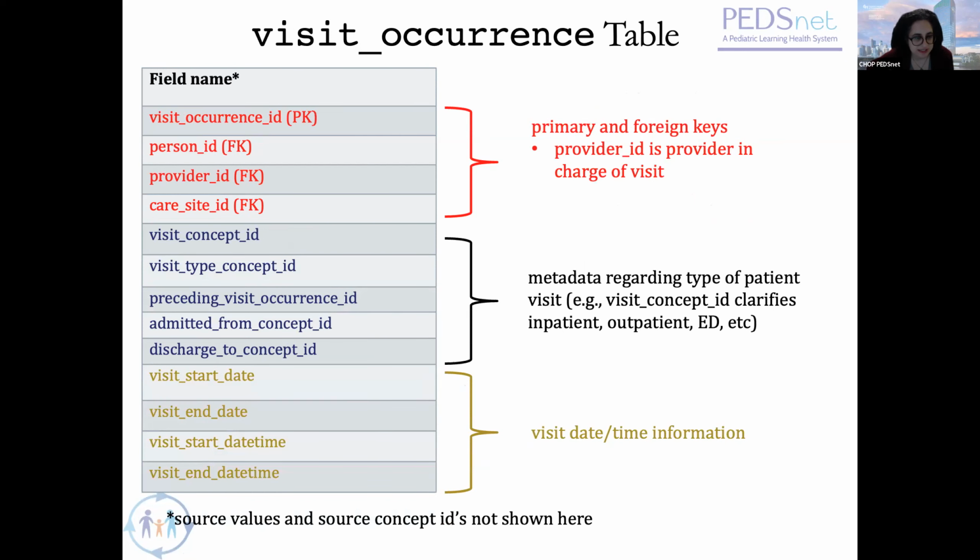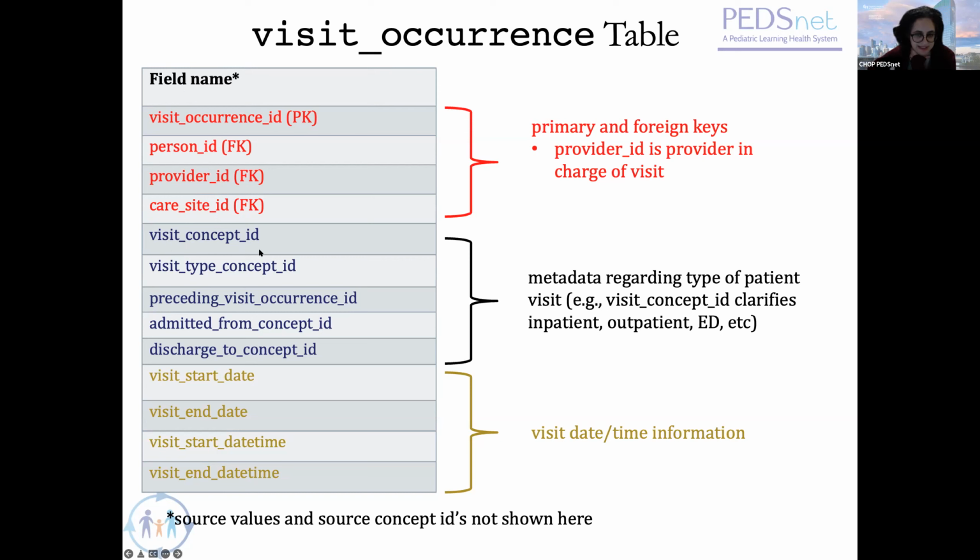So the visit occurrence table, we have the visit occurrence ID, which is the primary key, and then the foreign keys, person ID, provider ID, and care site ID. So in this visit occurrence table, the provider ID here is the provider ID in charge of a particular visit rather than at the person level, so that regardless of who their most frequently visited provider is, if their visit is with an oncologist for a particular visit, then that provider ID is associated with this visit occurrence ID.